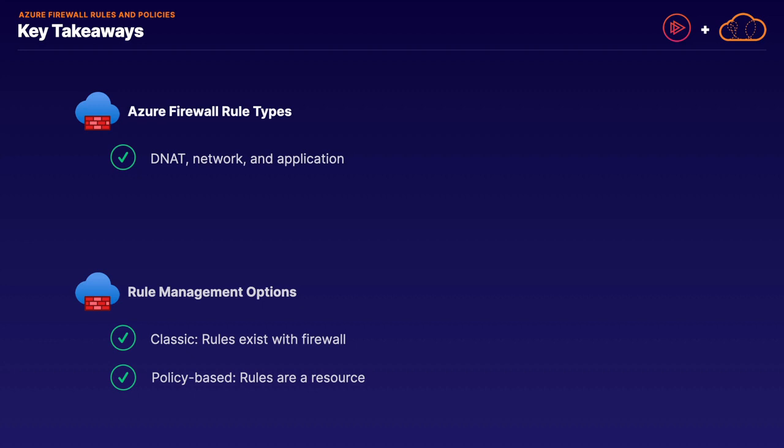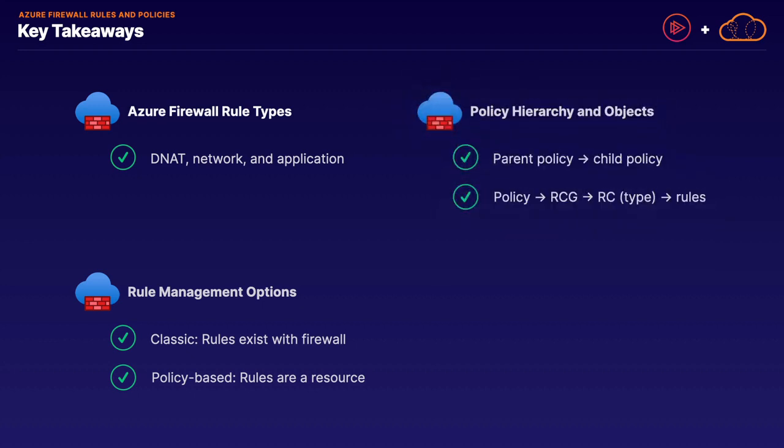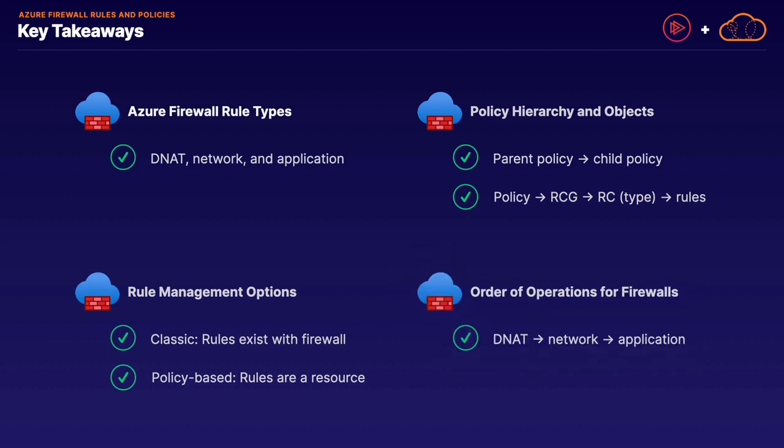Now, when we're evaluating those policies hierarchy and the objects that exist inside of them, we have to understand that the association between parent and child policy is that of inheritance from the parent to the child. And then we have to understand that inside of each policy, we have those policy objects, we have the rule collection groups, the rule collections of the various rule types, and then the actual rules for that rule type that exist there. And whenever we're evaluating order of operations, the quickest and easiest way to understand is to know that DNAT rules come first, and whenever those rules are accepted, then we move on to network rules, and then after that, application rules in our evaluation of order of operations.